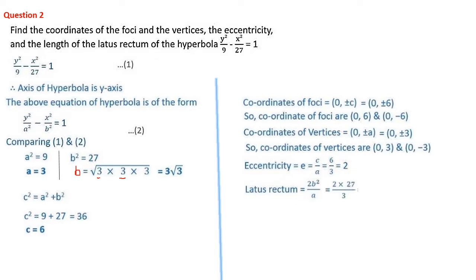That is 2 into b square, so 3 root 3 the whole square. Otherwise you can write from here, b square is 27. So 2 into 27 divided by a. a is 3. So here 27 and 3 we can cancel. When we cancel we will be getting 9. So 9 into 2 is 18. So that is the length of the latus rectum.